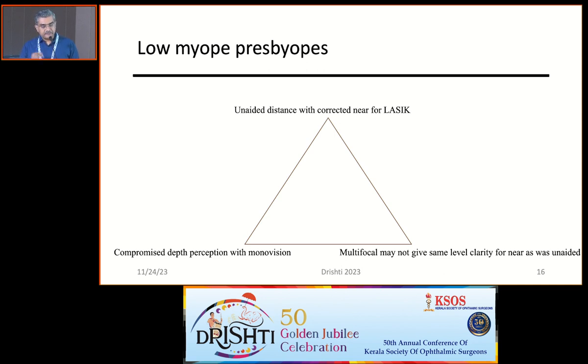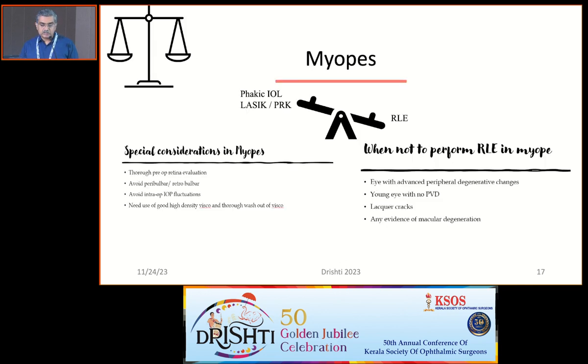What happens is, with LASIK, they will be happy with the distance vision, but they are losing the near vision. With monovision, they are compromising the depth perception. With refractive lens exchange, they may not be very happy with the multifocal lenses because they used to get a very good near vision without that. So myopes are a different ball game. Less than 40 years, you have to think of options: phakic IOLs, LASIK or PRK. Above 50 years, refractive lens exchange would be a better option.